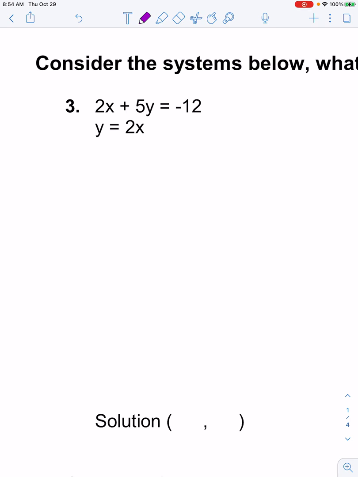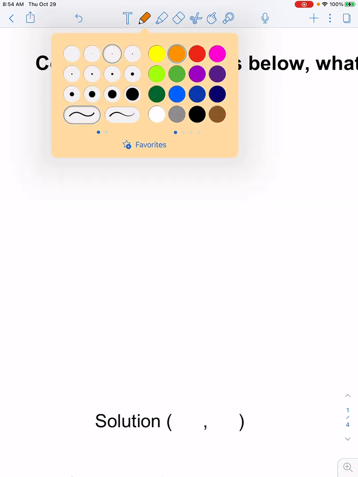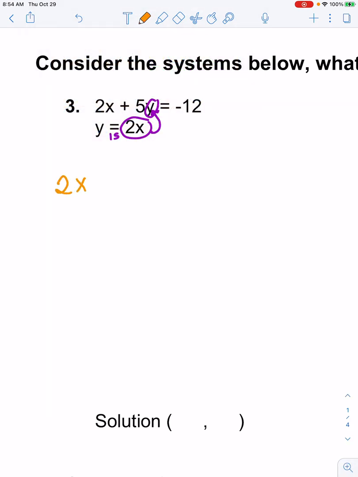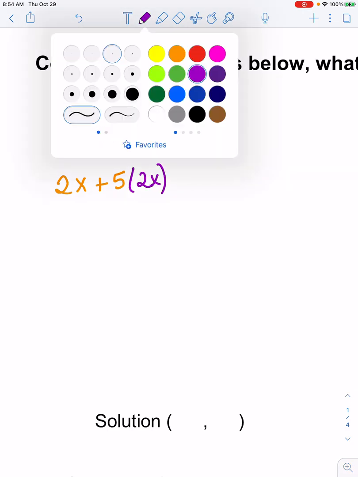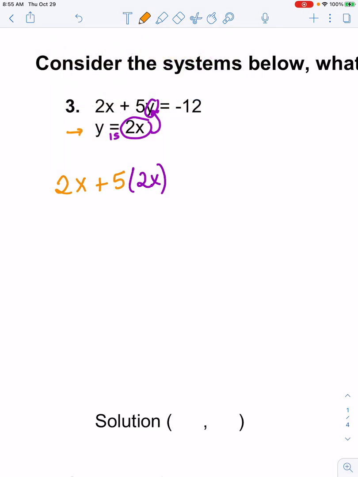So looking at number 3, I see that y is 2x. Those are the same things. Y is equal to 2x, so y literally is 2x. So I'm going to plug that in for y. So when I go through here to write my equation, 2x plus 5, instead of writing y, I'm going to write 2x because I know that they are the same thing based off of the second equation, equals -12.